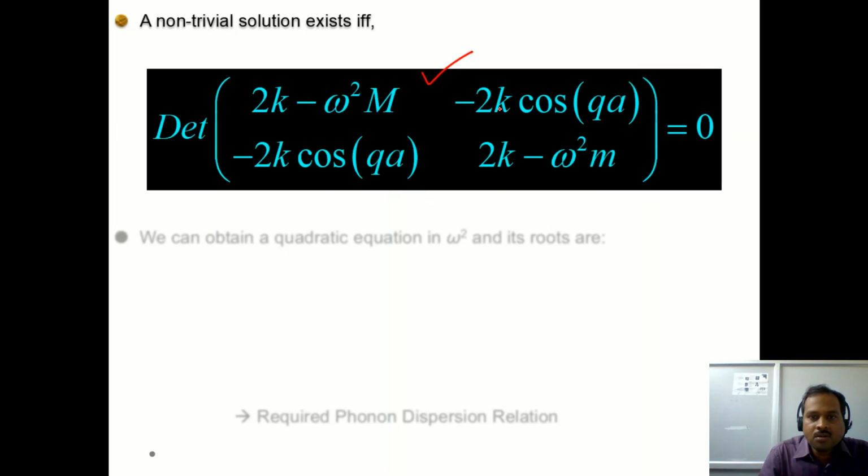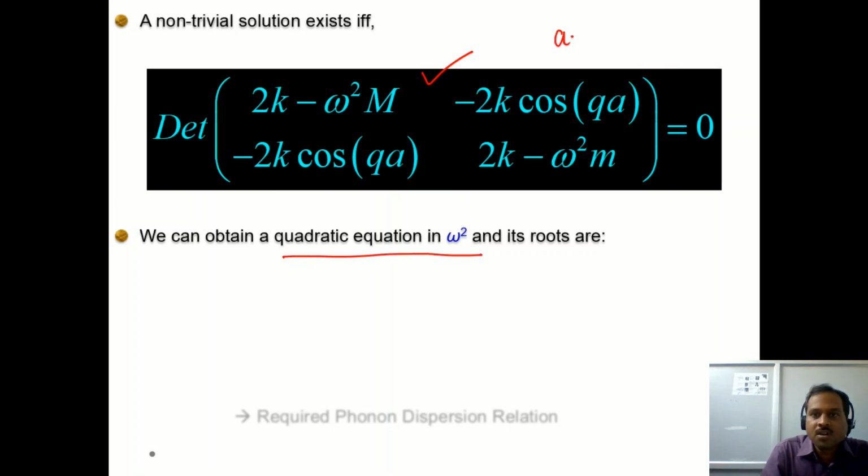Now we can evaluate the determinant of this particular thing, and we can obtain a quadratic equation in omega square. I am not going to completely derive it here. So after getting the quadratic equation in omega square, you will get an equation of this form: ax square plus bx plus c is equal to 0, where x is equal to omega square.